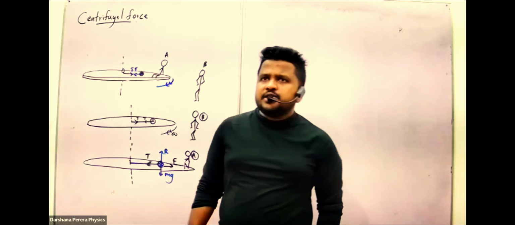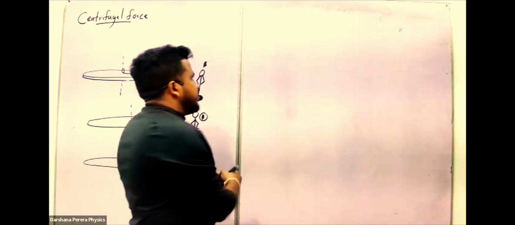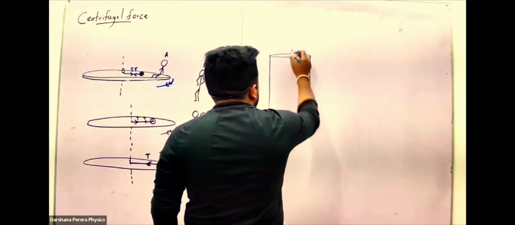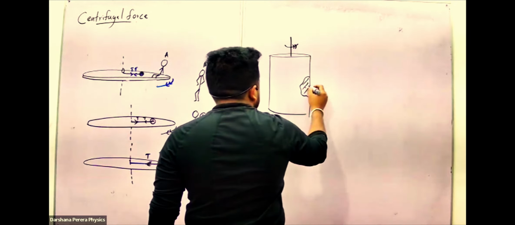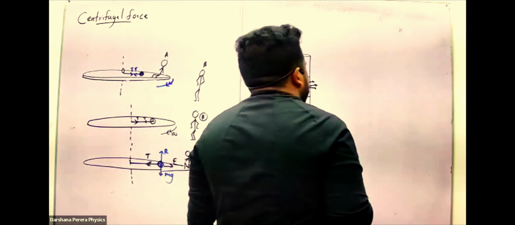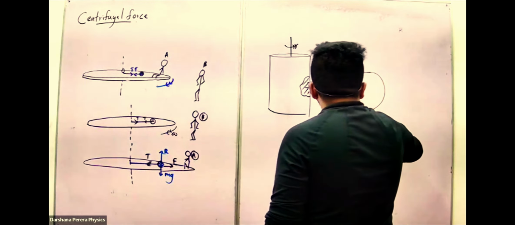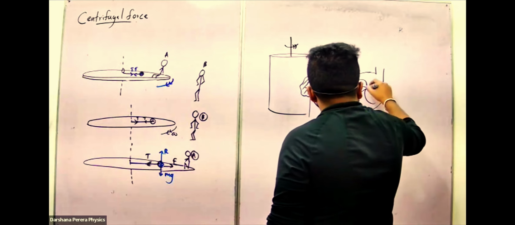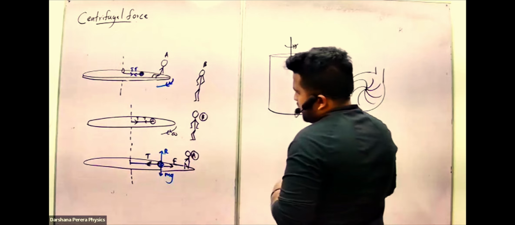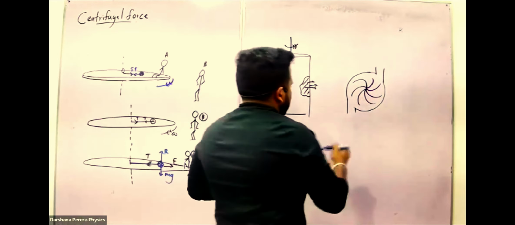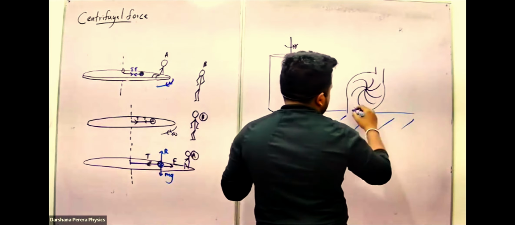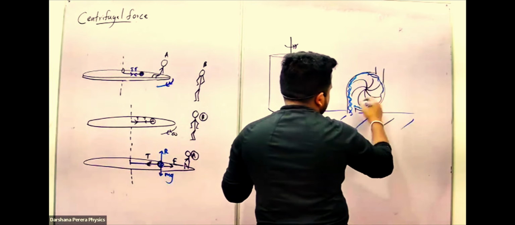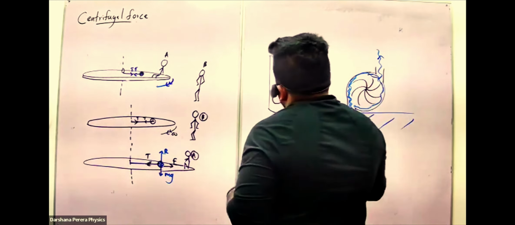For example, the dryer of a washing machine also uses centrifugal force. Why? When it rotates, the clothes are attached to the wall. Therefore, the water particles go out and drain out, right? And also we can take the centrifugal pump. A centrifugal pump is this kind of apparatus. It is used to pump water from a reservoir. The water comes in, sticks to the wall, rotates, and then goes upward.